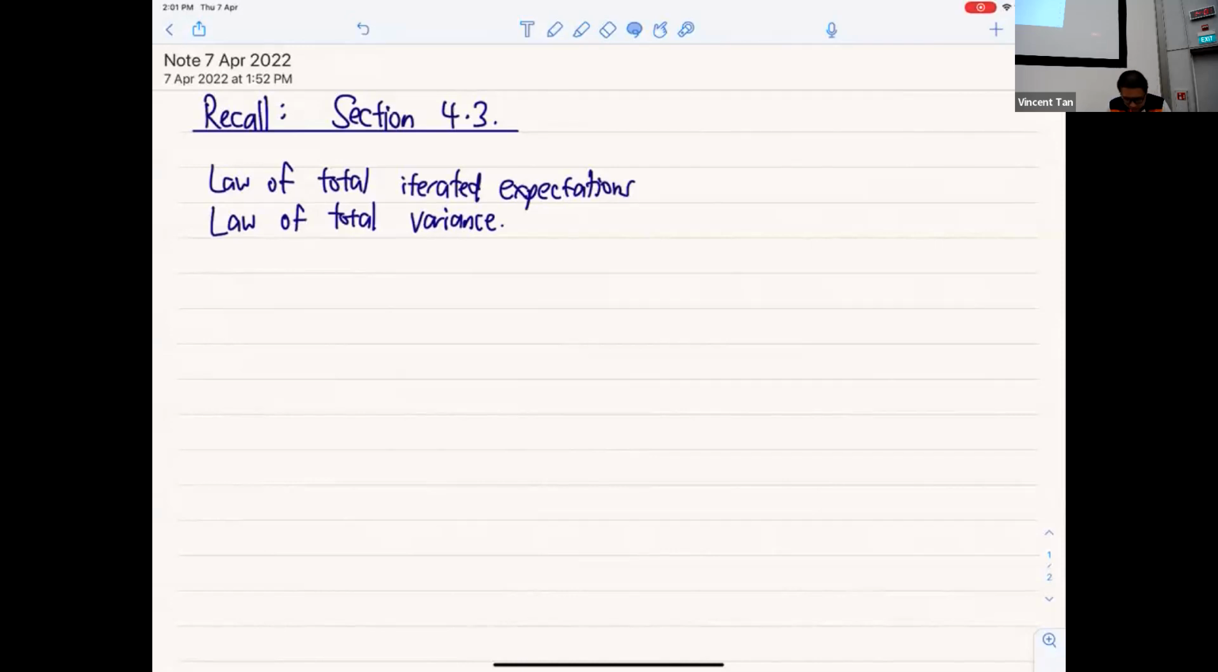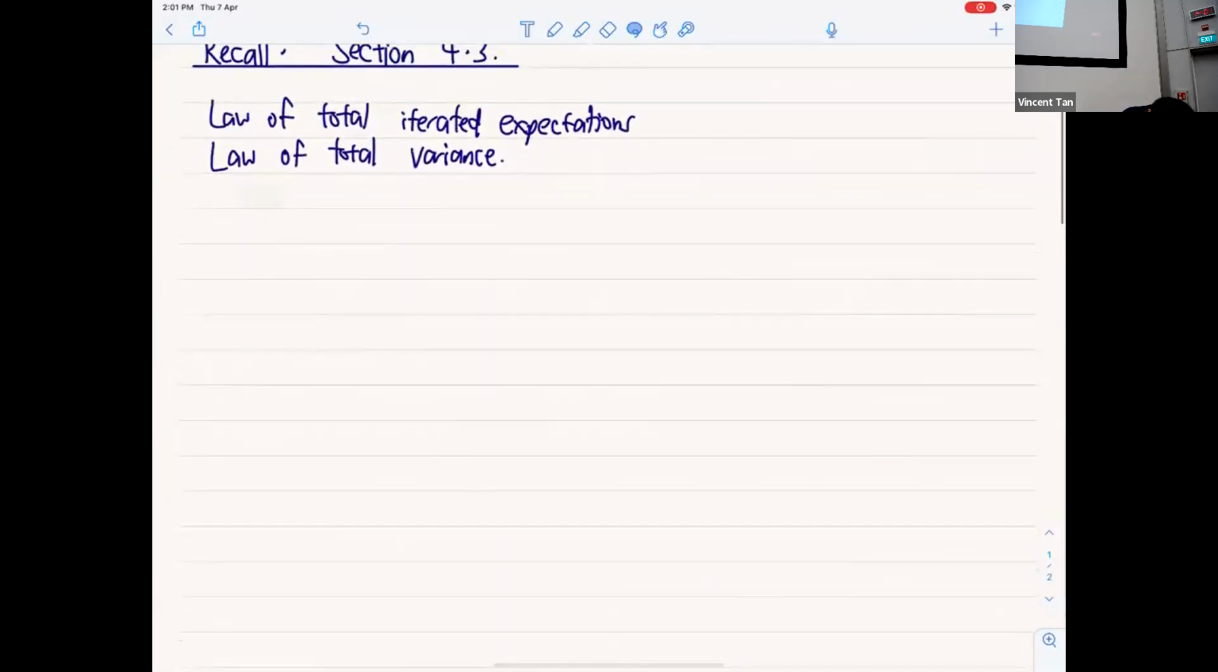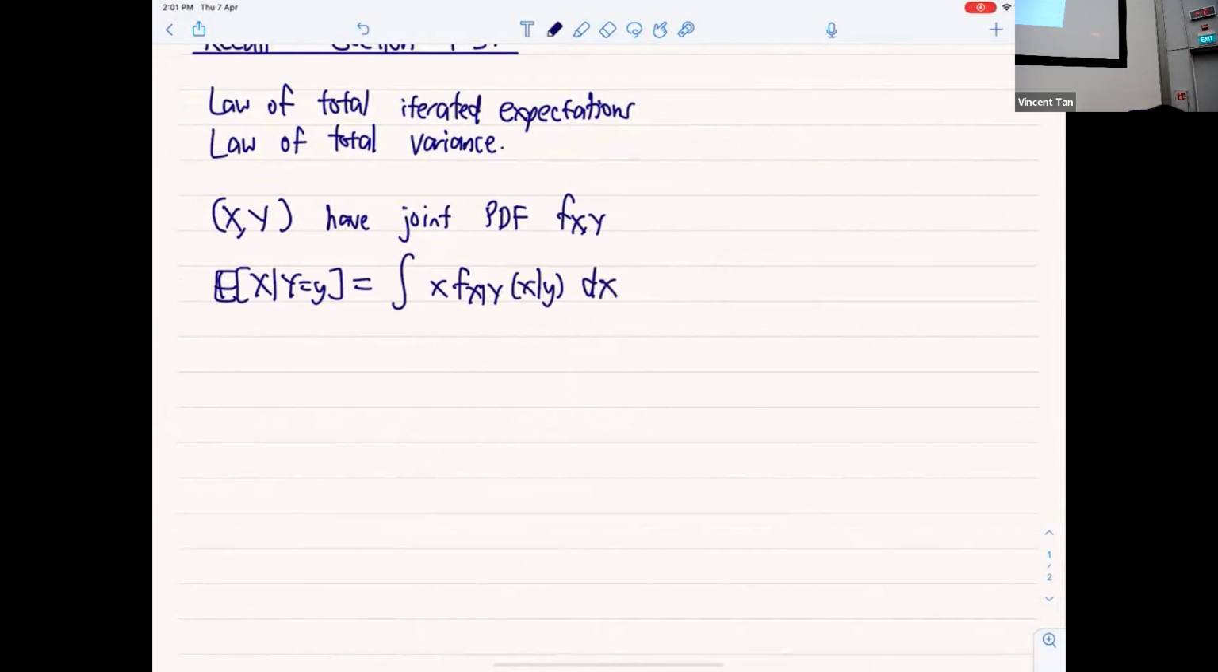So there are two concepts here. We are given two random variables, okay? These are correlated random variables, not independent. X, Y have joint PDF given by f_XY, okay? So they have a joint PDF, and hopefully by now you know the meaning of the expected value of X given Y equals y. Well, that is nothing but the expectation with respect to the conditional PDF of X given Y, dx here.